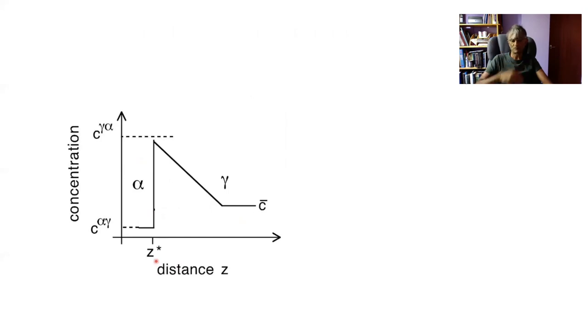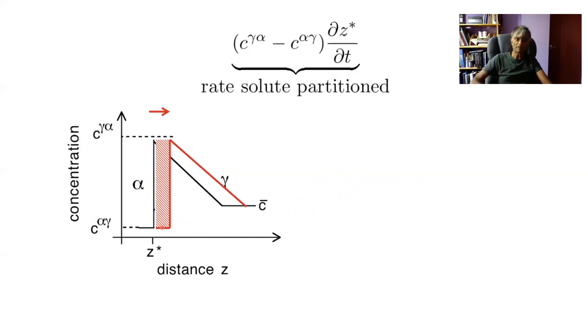Z star gives us the length of the plate. As the plate advances, that much carbon will have to be accommodated in the austenite for every increment of transformation. It's the difference between C gamma alpha and C alpha gamma, and how much Widmanstätten ferrite you form in a unit of time. So we can express that mathematically as this concentration minus this concentration times the lengthening rate, which gives us the rate at which the solute is partitioned. Now, if that rate is too large, then this concentration would rise above C gamma alpha, and we cannot have that because we are maintaining local equilibrium at the interface. So this rate of solute partition must be balanced by the rate at which solute is taken away from the interface by diffusion.